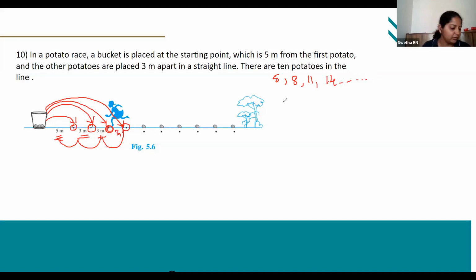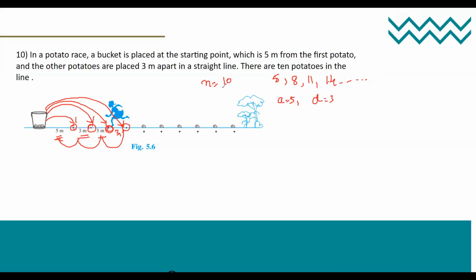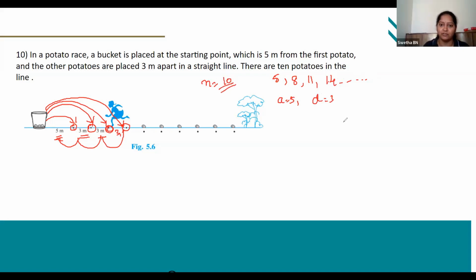Okay. So what is n here? n is equal to how much? What is n? 10. There are 10 potatoes, so n is equal to 10. Now find S10, the total distance you have to find out.